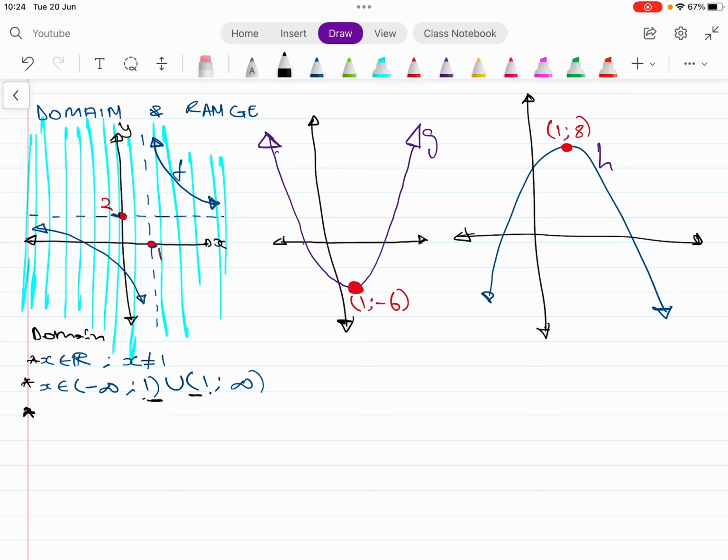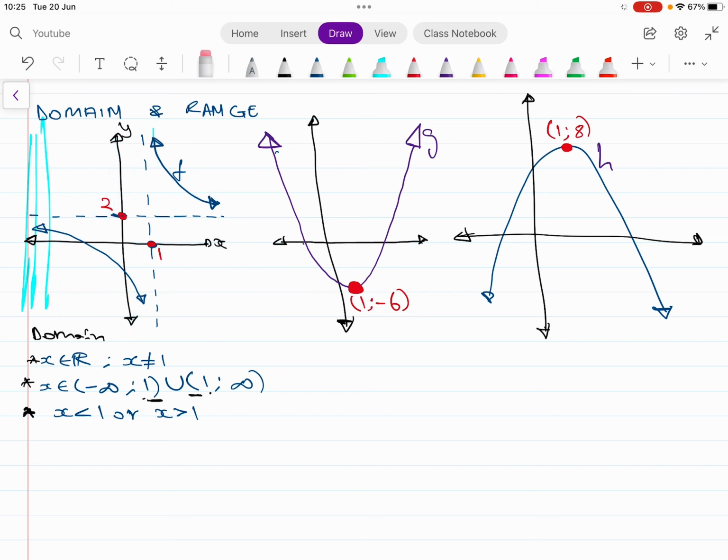The third way of saying the same thing, you can say that X is less than 1 or X is greater than 1. I think the third one is much easier, but they are all easy if you just try to understand what they are saying. The third one is saying X is less than 1 or X is greater than 1. You will find the graph where X is greater than 1 or X is less than 1. The graph does exist, as you can see.